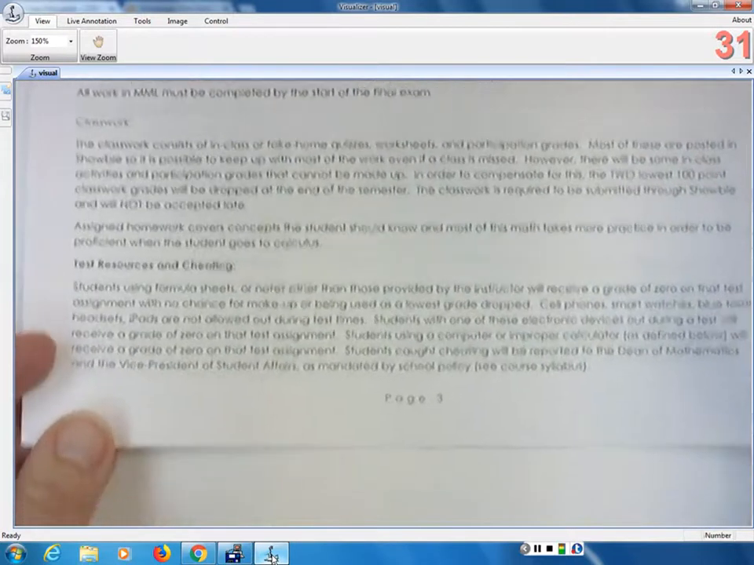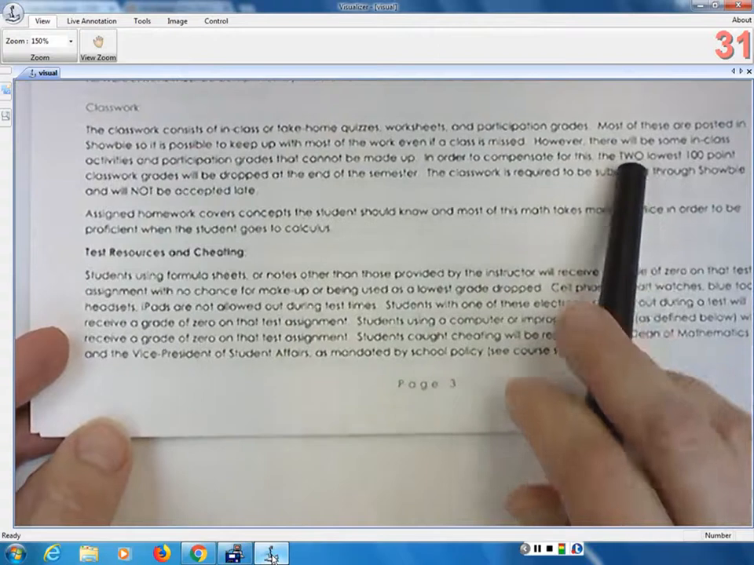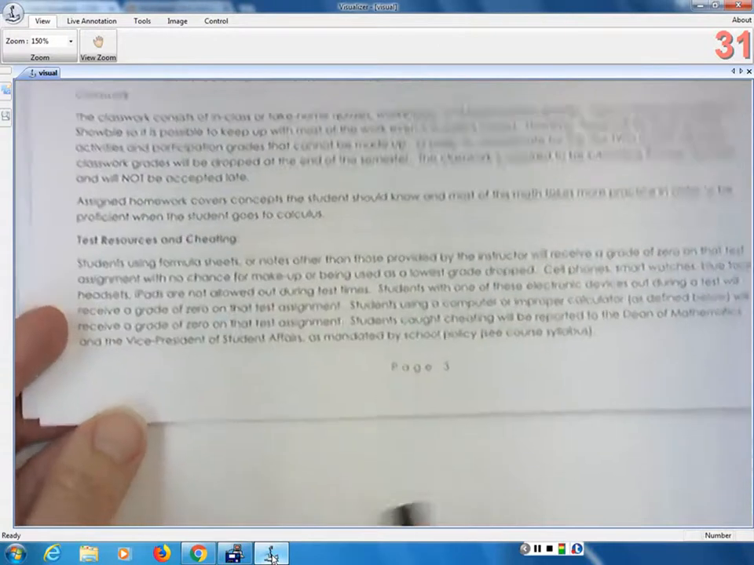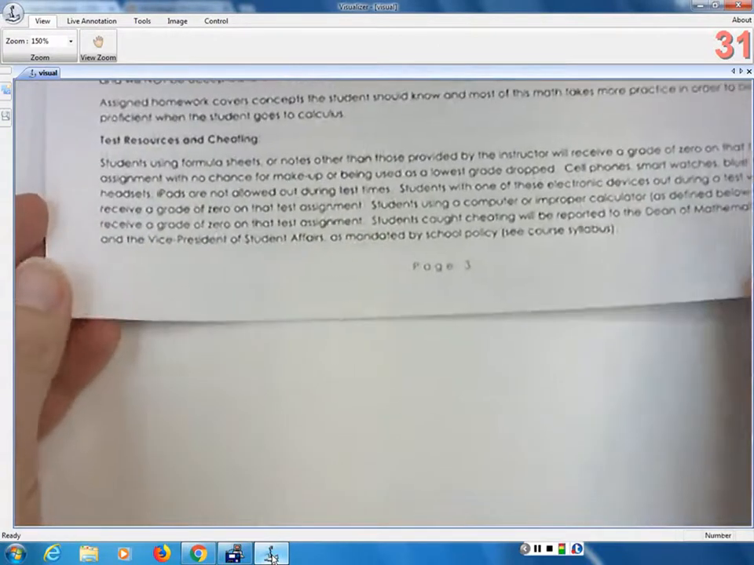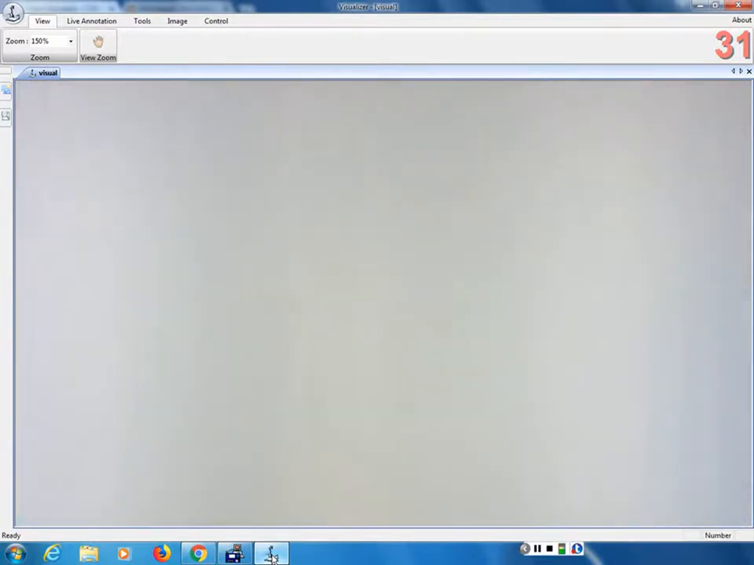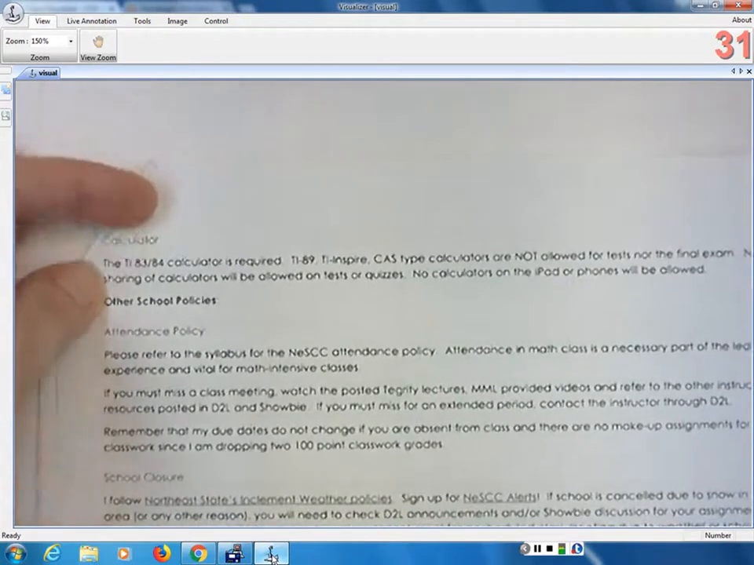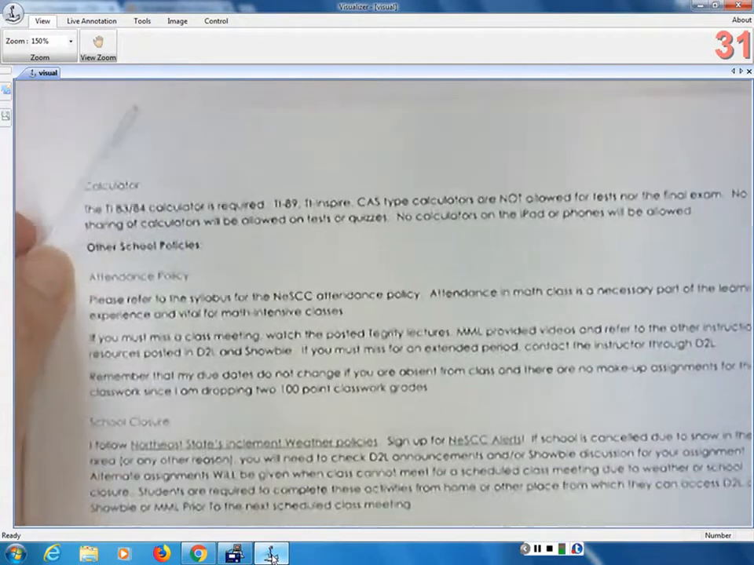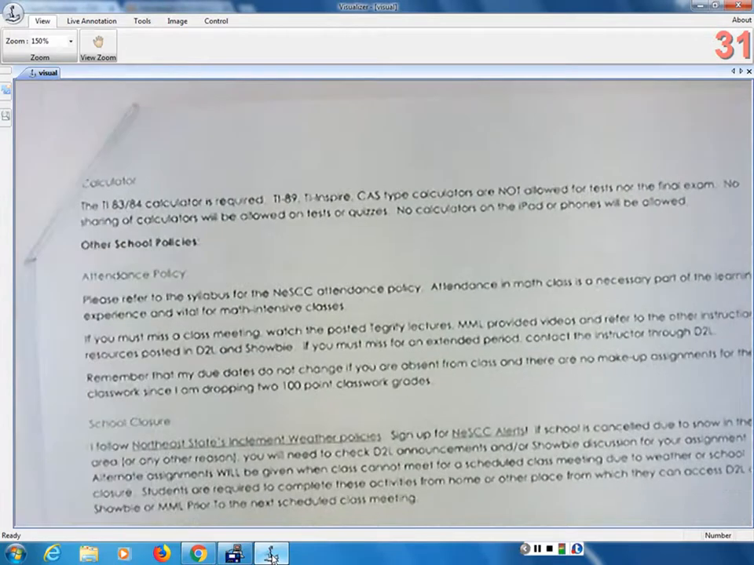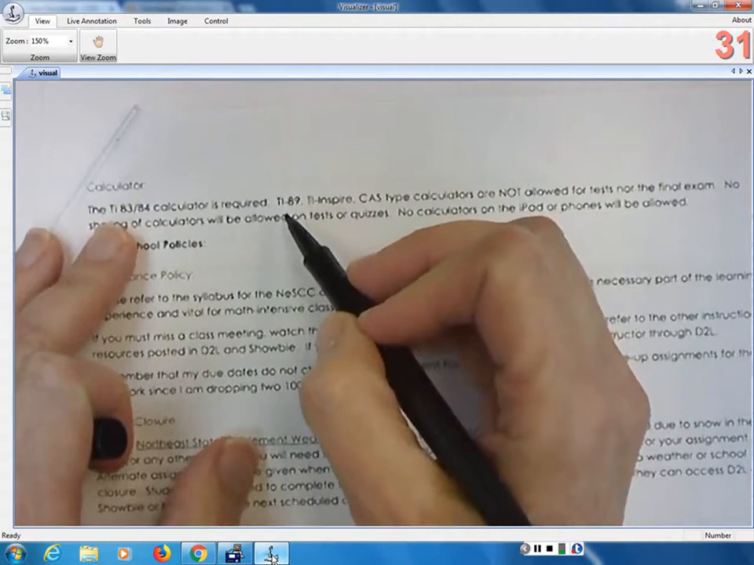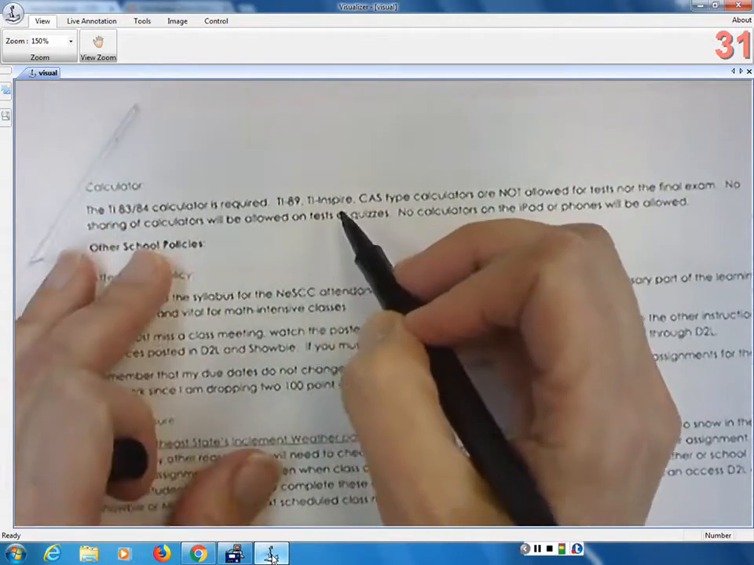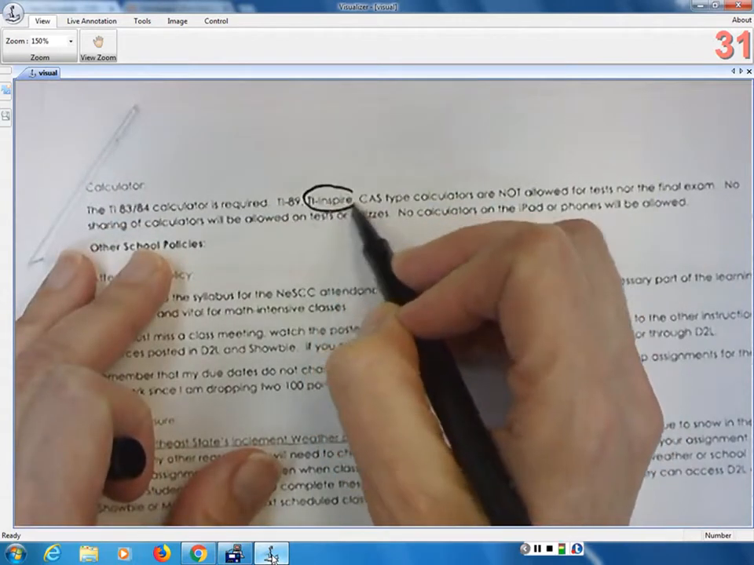So here's all the classwork. I'm going to drop your 2 lowest 100-point classwork grades. And then we have the thing about cheating, which has happened to me before, so do not cheat. Do not have your phones out during the test or final. You have to have your TI-83 or 84 required, and I guess TI-Inspire, I've got to say this is okay.